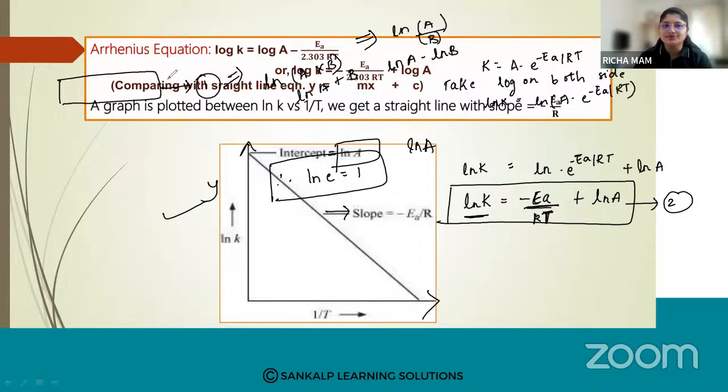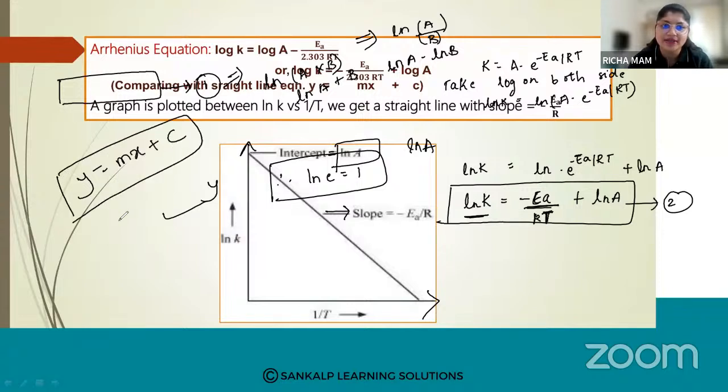When we compare the equation, it looks like y = mx + c, where y is your ln k, m is your slope that is minus Ea by R, x is your 1 by T, and c is your intercept that is ln A. So this is the Arrhenius equation when we write it graphically, and the activation energy can be determined graphically. Is it clear? How do we represent the Arrhenius equation graphically?